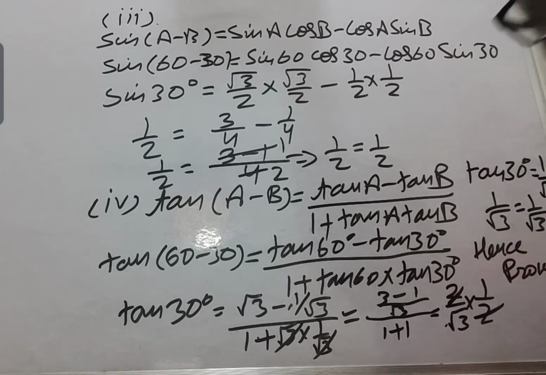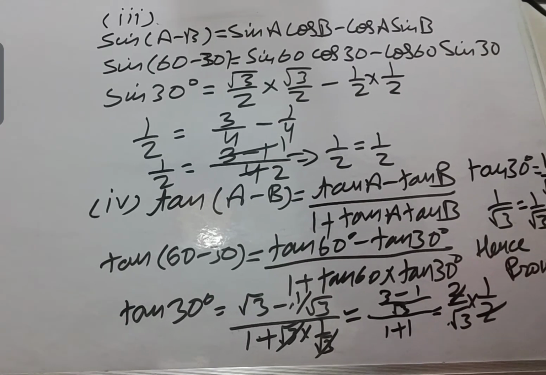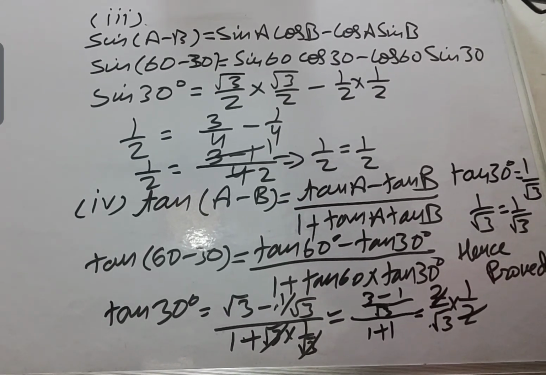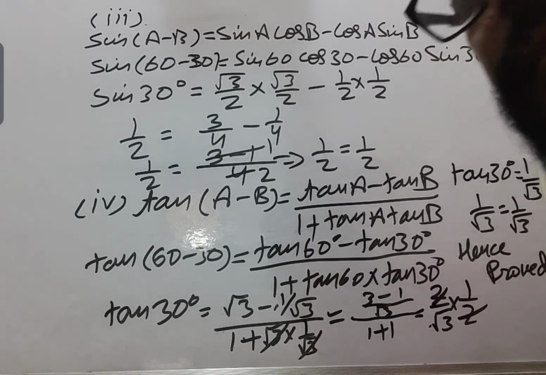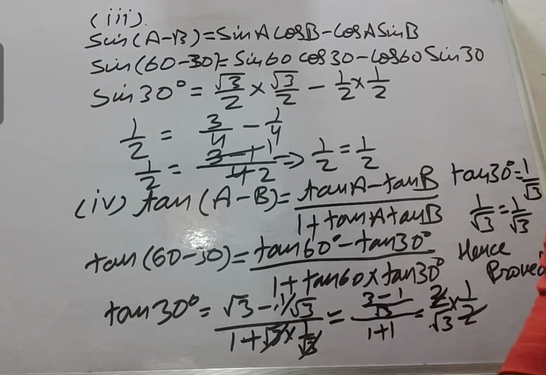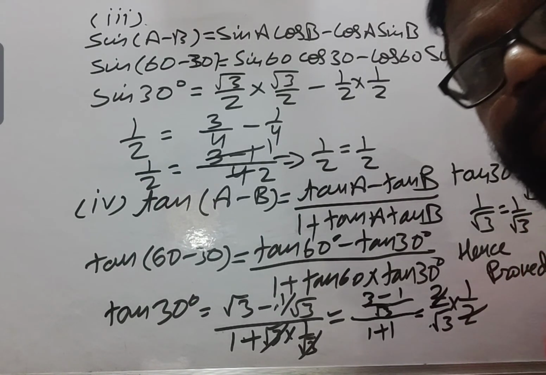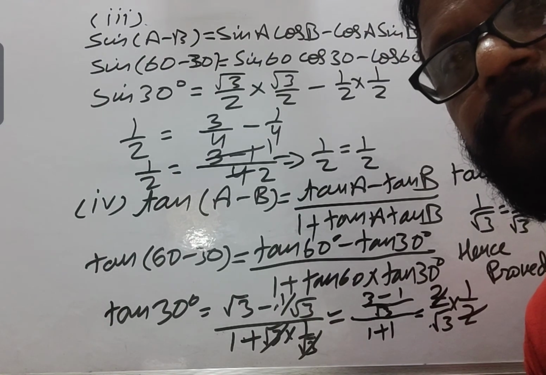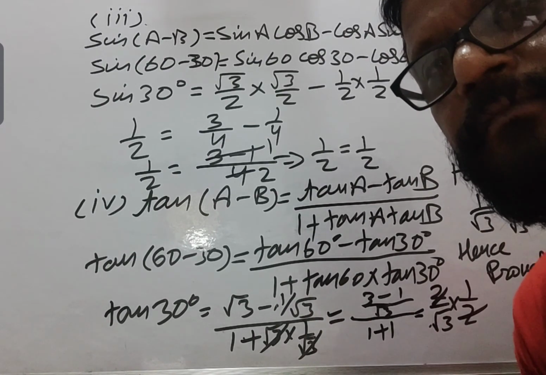So this is tan(A - B) is equal to tan A minus tan B upon 1 plus tan A into tan B, and sin(A - B) is equal to sin A cos B minus cos A sin B.